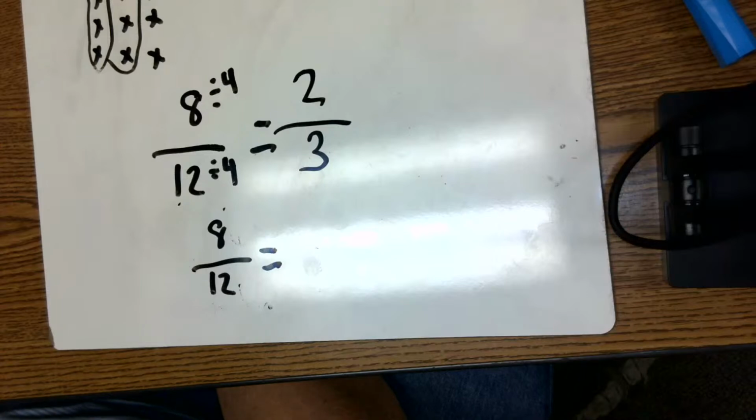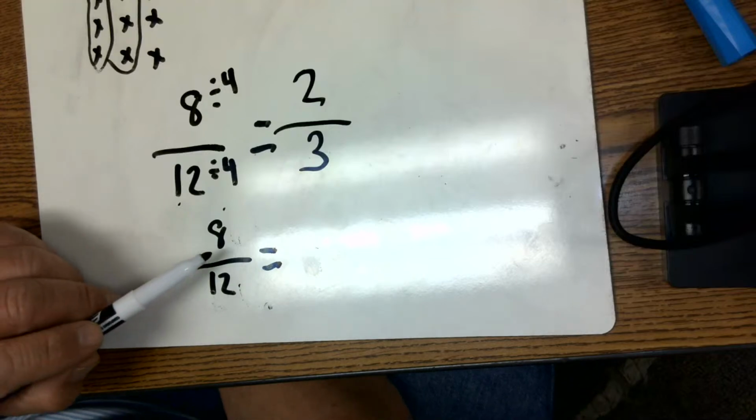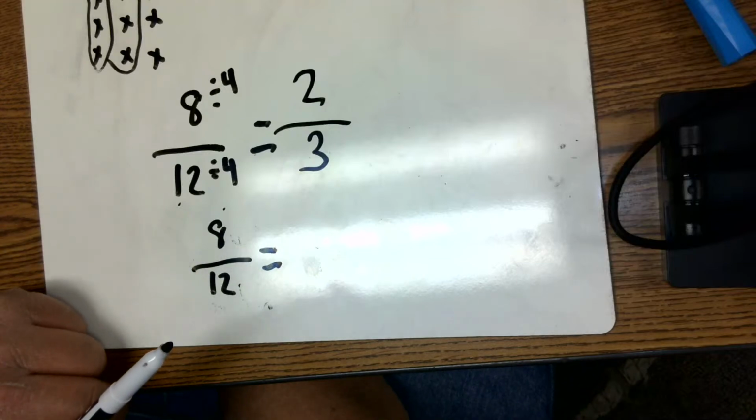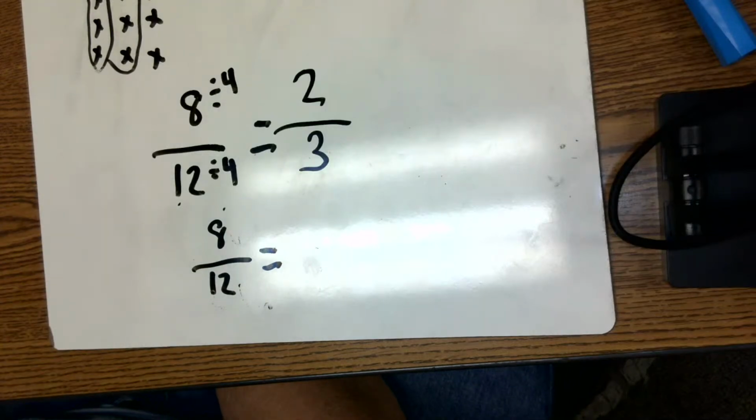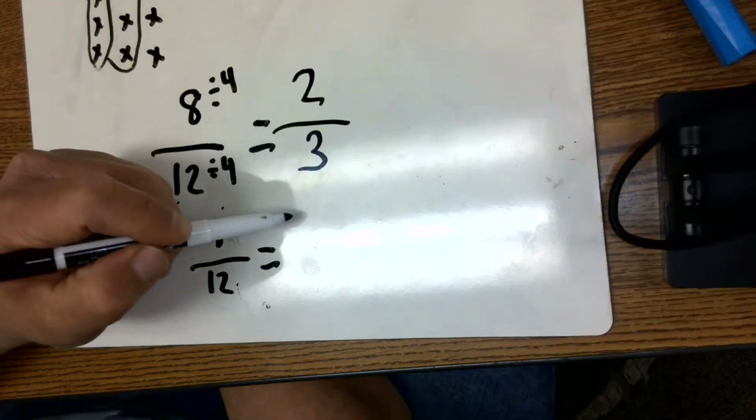I'm confused on that one. What about 2? Oh yeah. How many times does 2 go into 8? 4 times. Yes.